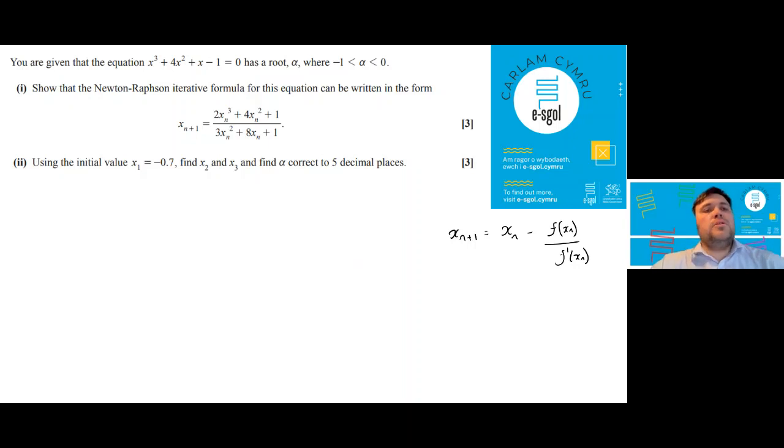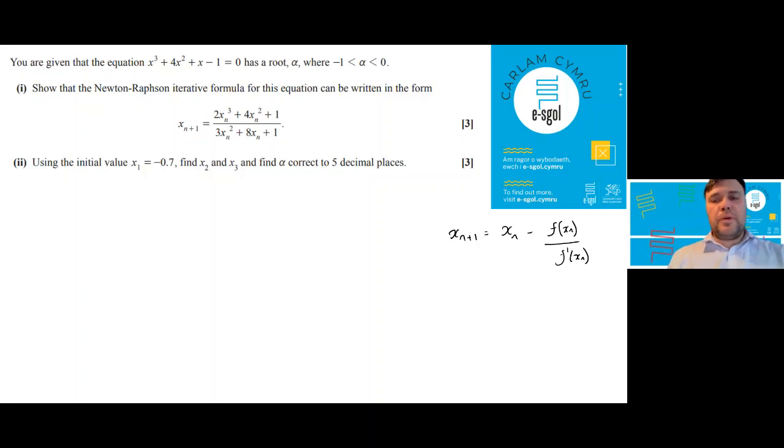You're given the equation x cubed plus 4x squared plus x minus 1 equals 0, which has a root alpha. Like I said before, alpha is the symbol they use for the root. You're also told it's between -1 and 0. Show that the Newton-Raphson iterative formula for this equation can be written in that form.